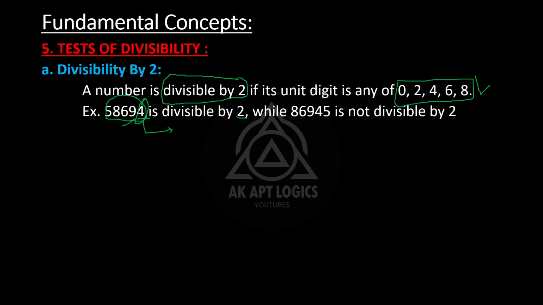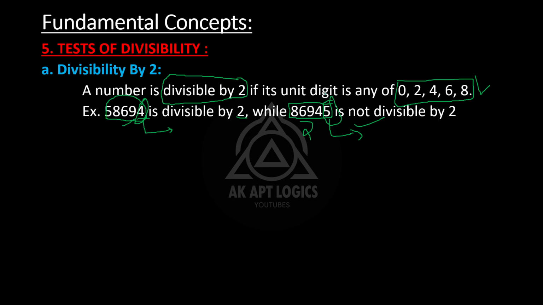While there is another number, 86945, in which the unit place digit is 5, which is not an even number, and in that case it is not divisible by 2. We can simply say that. So it's a shortcut, right? You don't need to divide the whole number by 2. By just looking at the unit place digit, you can decide whether it is divisible by 2 or not. Okay. Next.